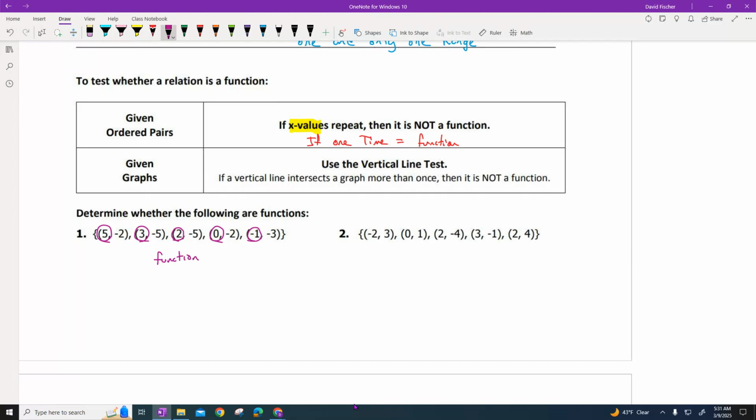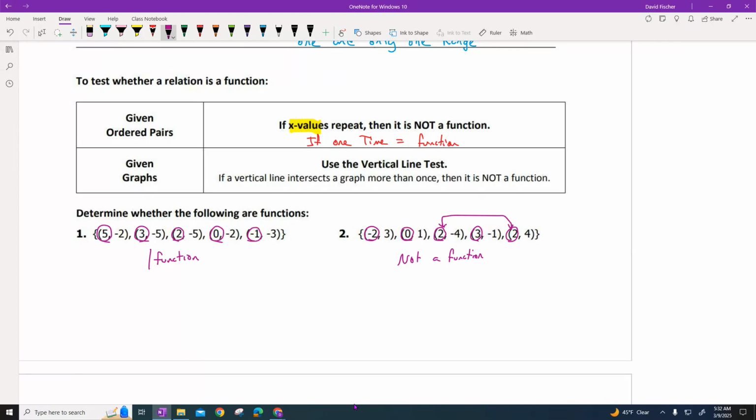Every domain has one and only one range. Over here I see a -2, a 0, a 2, a 3, and a 2. I have two 2's right there, so this is not a function. Earlier this year, you had to say why it was not a function, and we would say the domain of 2 has two ranges, -4 and 4.